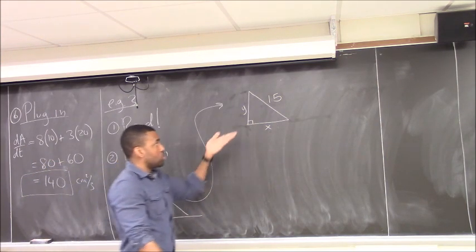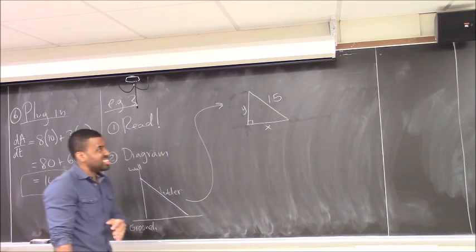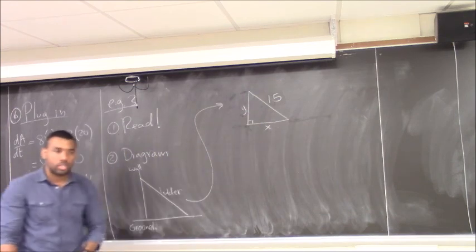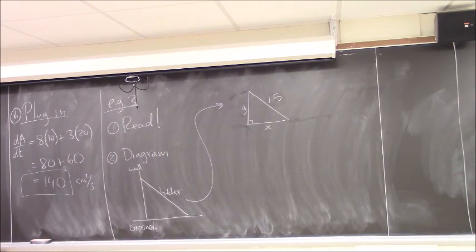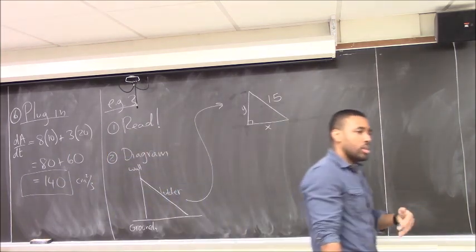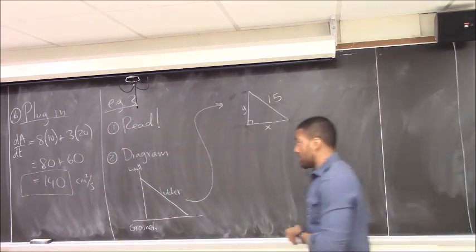So when you do your diagram, you do want to label intelligently. Label things that are changing by variables, and something that's not changing, label it with a constant, whatever its value is. But at the end of the day, that's our diagram. It is a right triangle, and that should hint to you the sorts of formulas that you'd want to use here.